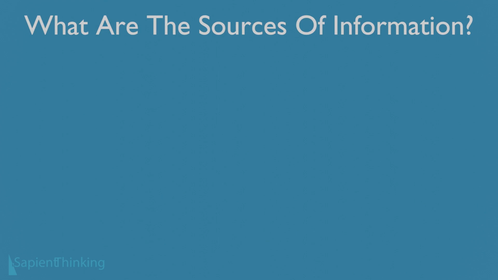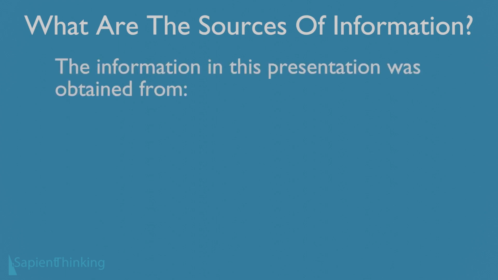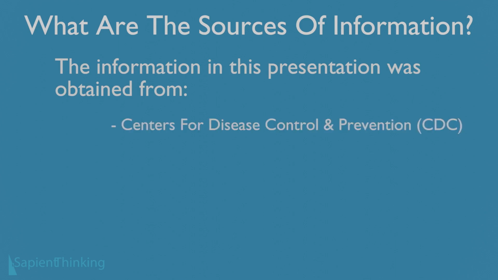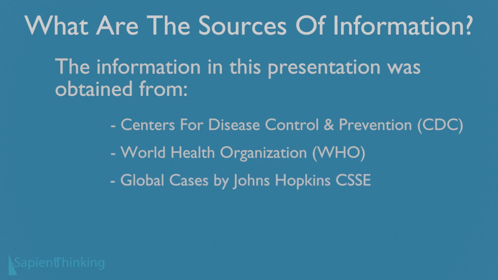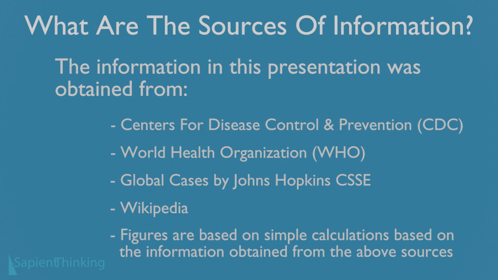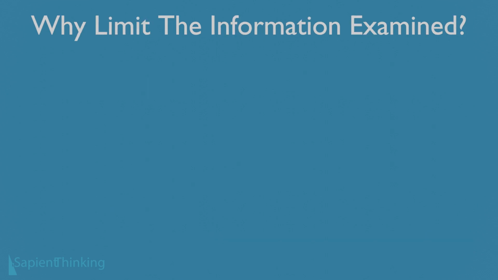Successful understanding and resolution of real-world challenges is dependent upon the reliability of the information that is used to build the understanding of the challenges in context of the real world. The information within this discussion has been collected from reputable sources such as the Center for Disease Control and Prevention, the World Health Organization, Johns Hopkins, Wikipedia, and additional figures have been calculated by simple calculations based upon data from the above sources. The information in this presentation concerning the spread of the coronavirus has been limited to the initial cases for a number of reasons.